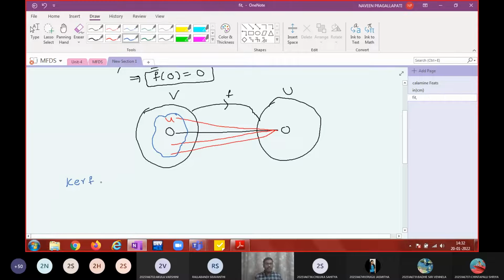Ker f, kernel. So what is the definition of kernel? Kernel is basically a subset of V. Can you see that? What kind of subset is it? It is the elements v of V such that f of v equals 0. Collect all those elements of V which are mapping to 0, and that is said to be the kernel of the transformation. Basically, this is a transformation, remember. Is this point clear to you? We will see some examples. Do you agree?